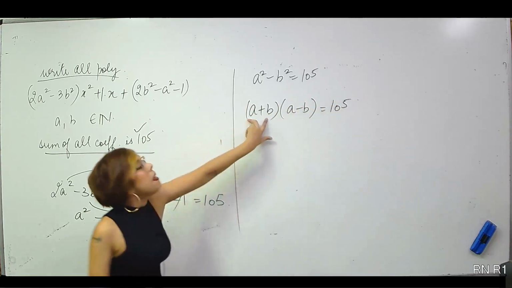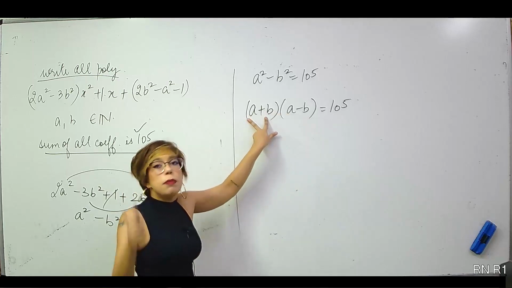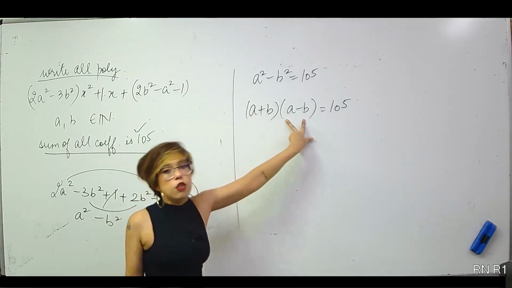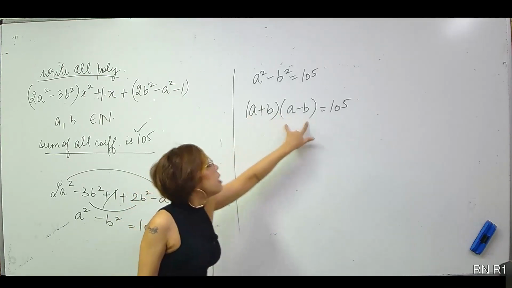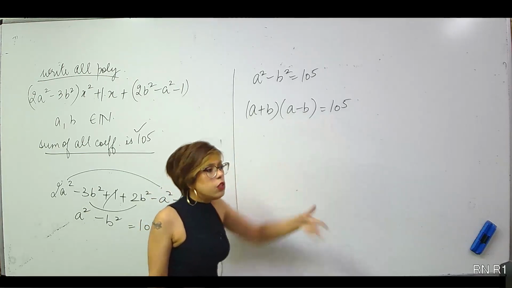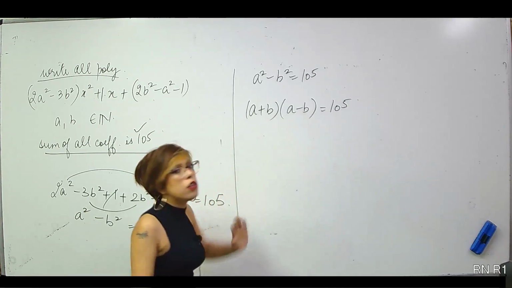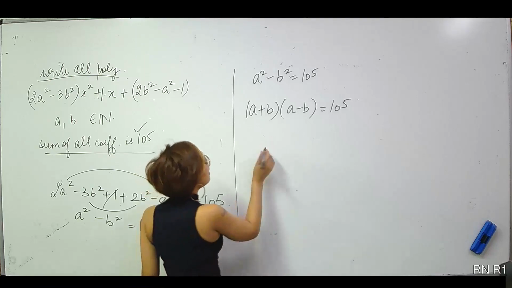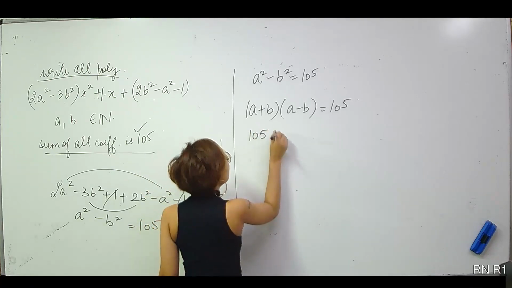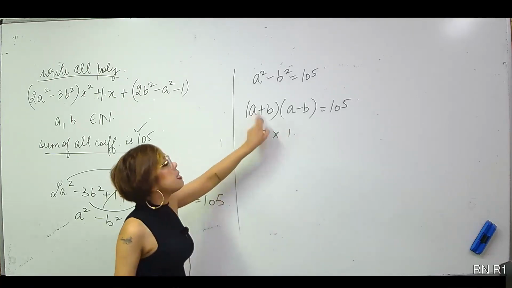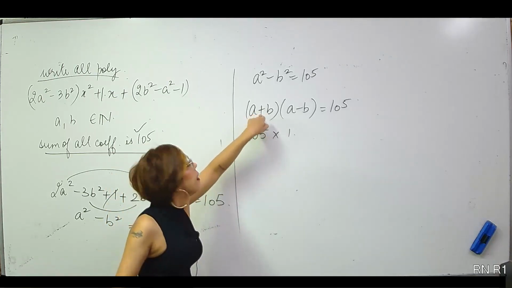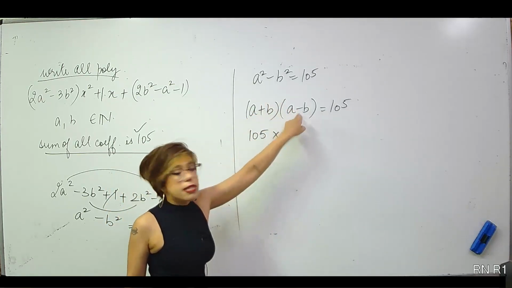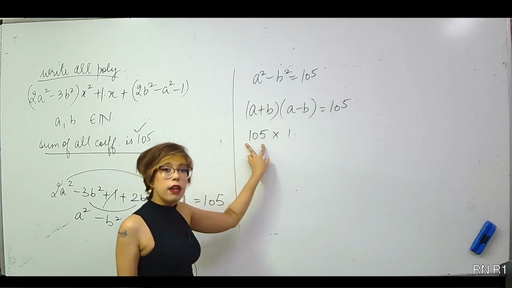Mind it, since a and b are natural numbers, that means a plus b would be a natural number and a minus b would be a natural number, right? Product of two natural numbers is 105. You can write 105 as a product of two natural numbers, not a big deal. So first I can write it as 105 into 1. Mind it, a plus b, the sum of two natural numbers, would be greater than the difference of two natural numbers. That is why I will put the bigger one over here.